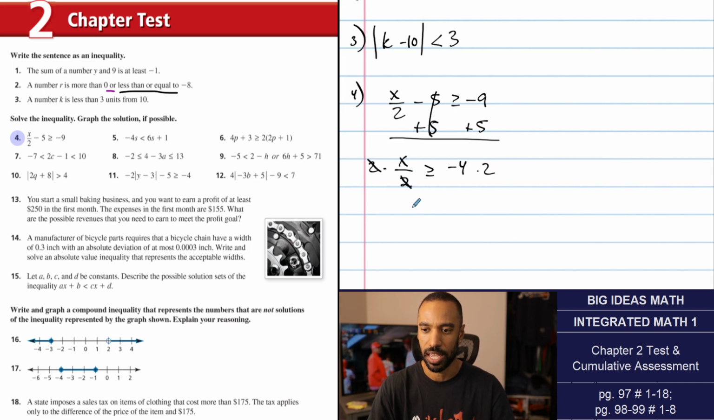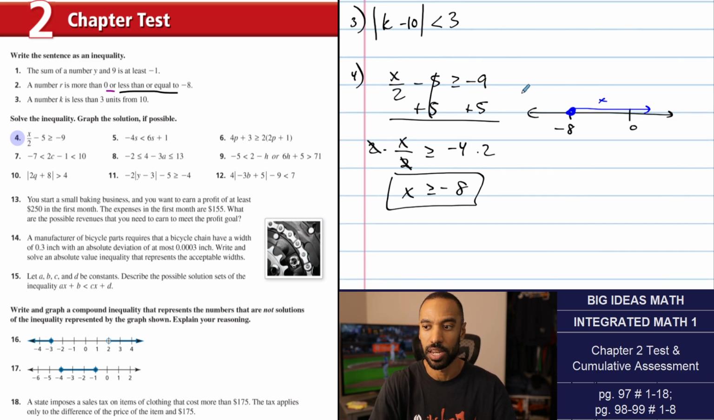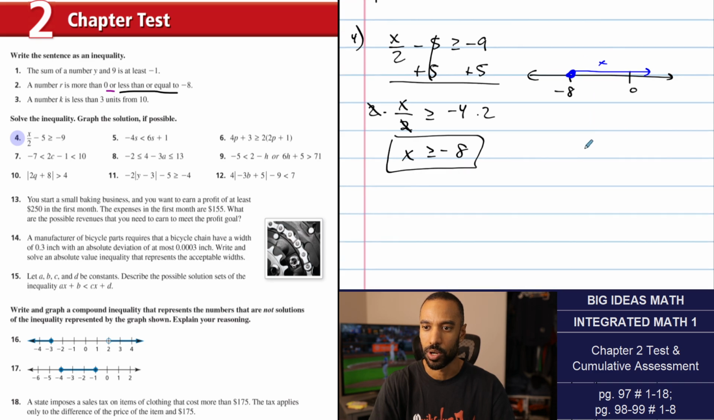Negative 4 times 2 is negative 8. X is greater than or equal to negative 8. Every value that includes negative 8 and greater than, including 0 as well, should be a solution to this set. I like to try 0. At this point, we should know how this works when I plug in 0. Is negative 5 greater than or equal to negative 9? It is. It's greater than negative 9. 0 works. I trust it.